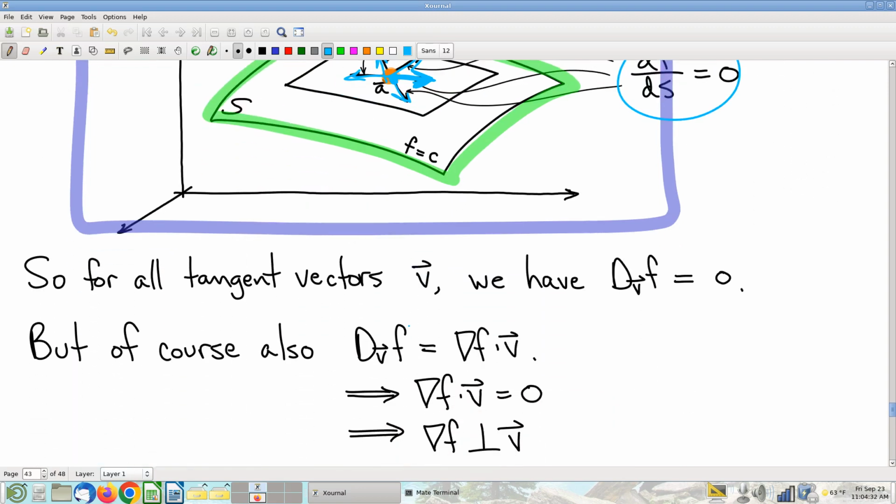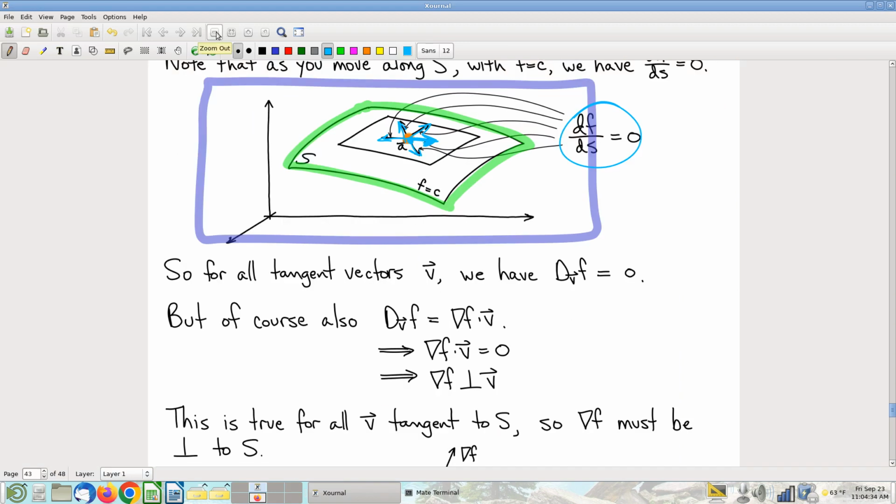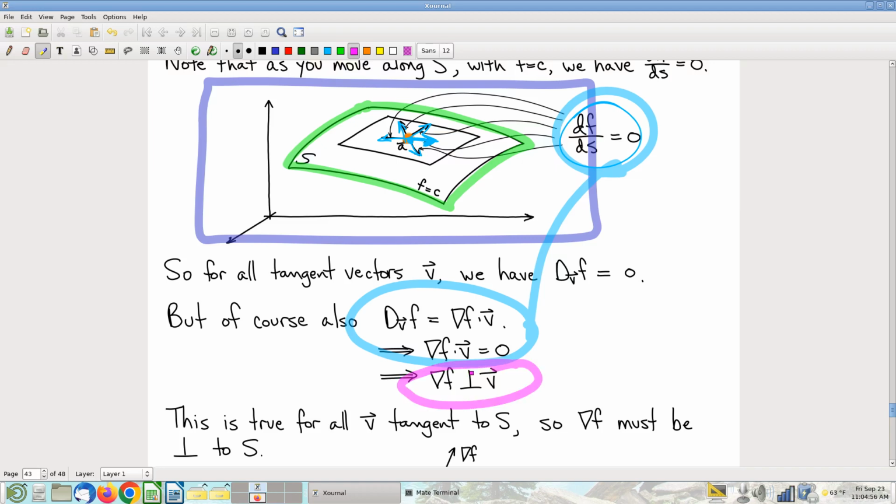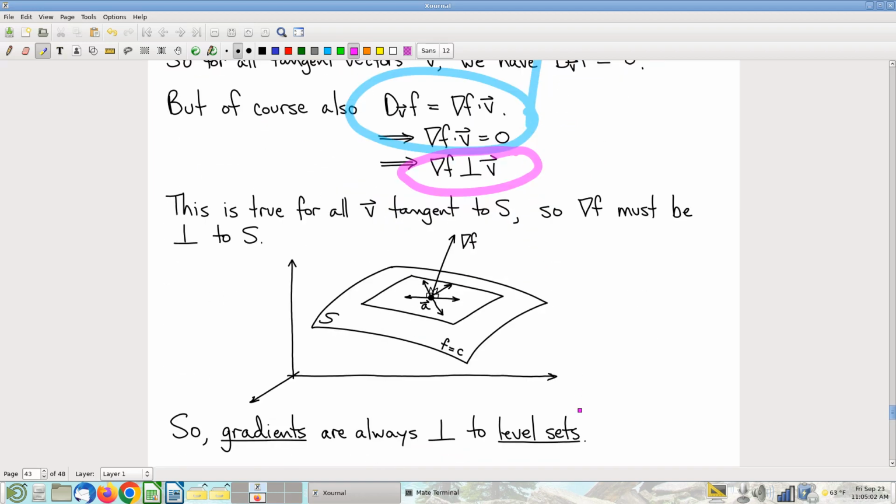But the thing is, directional derivatives are computed with dot products with the gradient. That means that the dot products with the gradient are all 0 when I'm looking at tangent vectors. And that means that the gradient vector has to be perpendicular to all of those tangent vectors. And there's a really nice way to represent that.